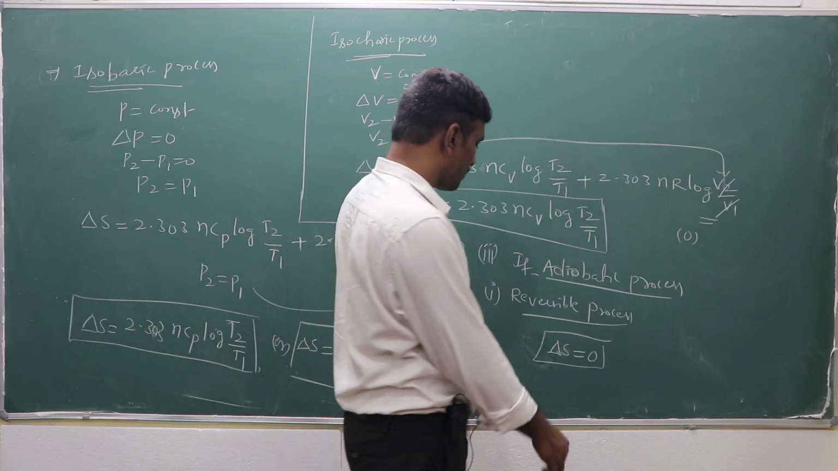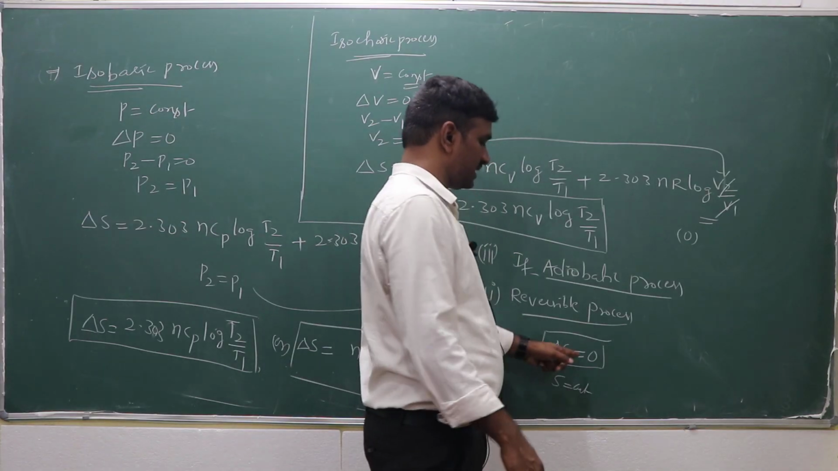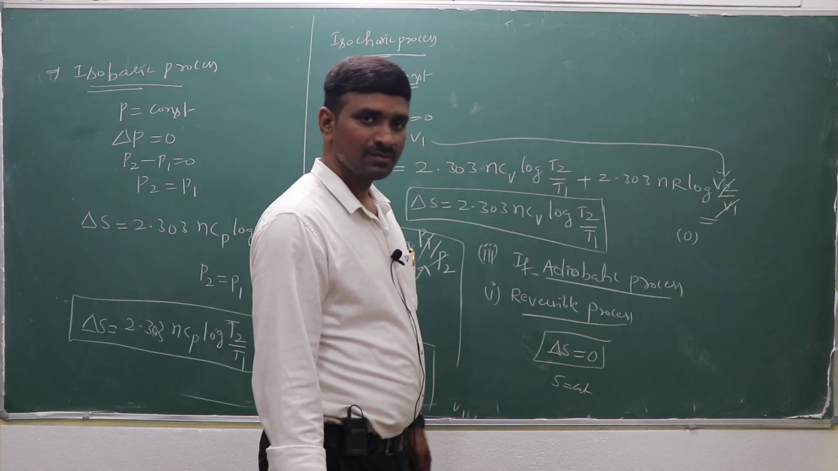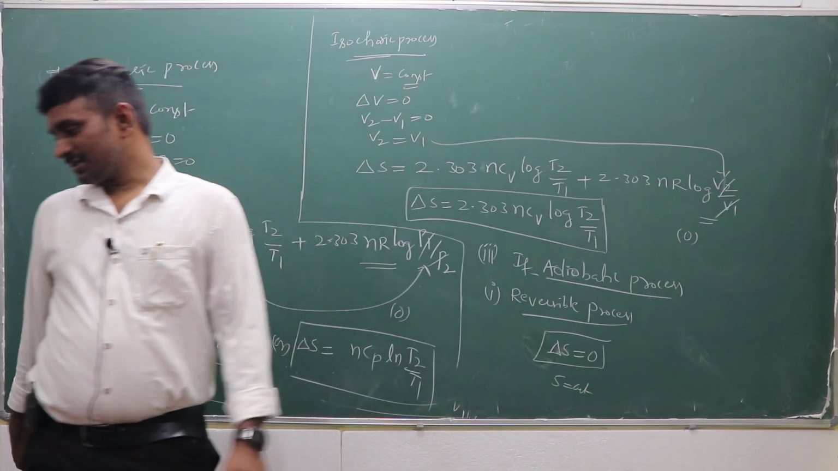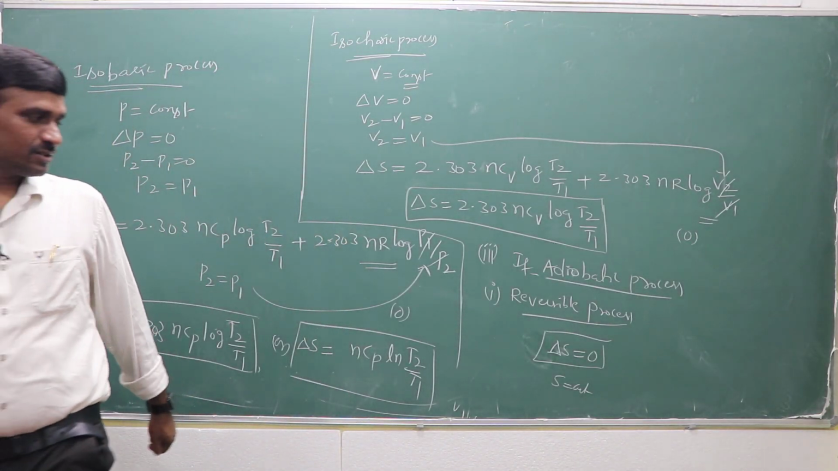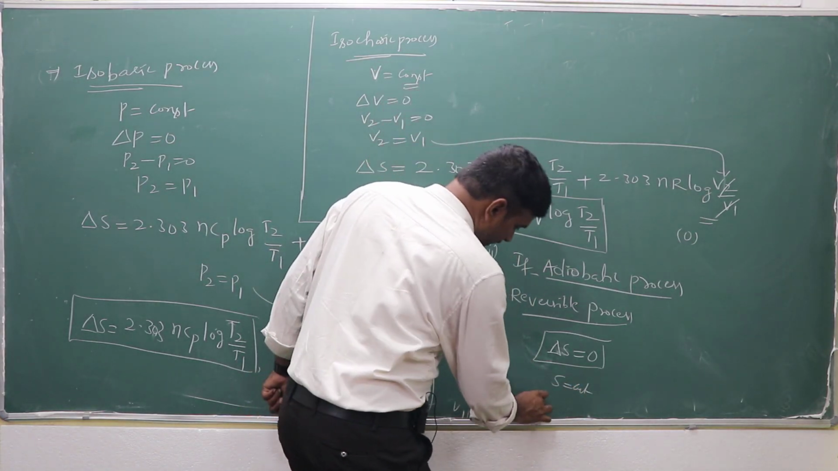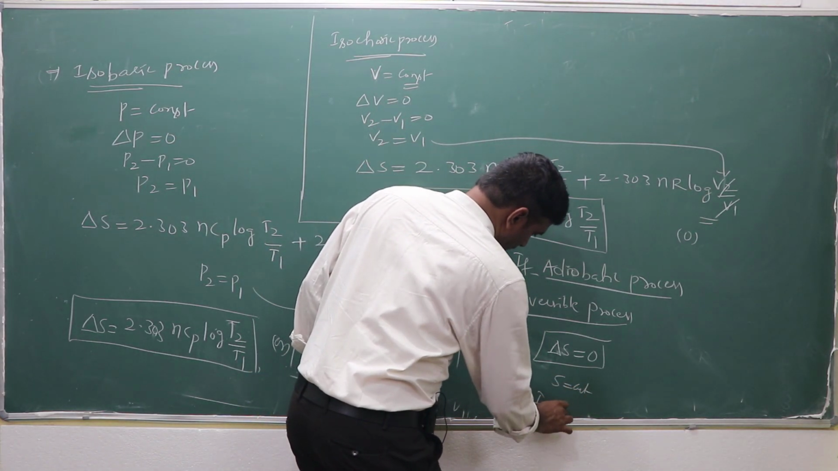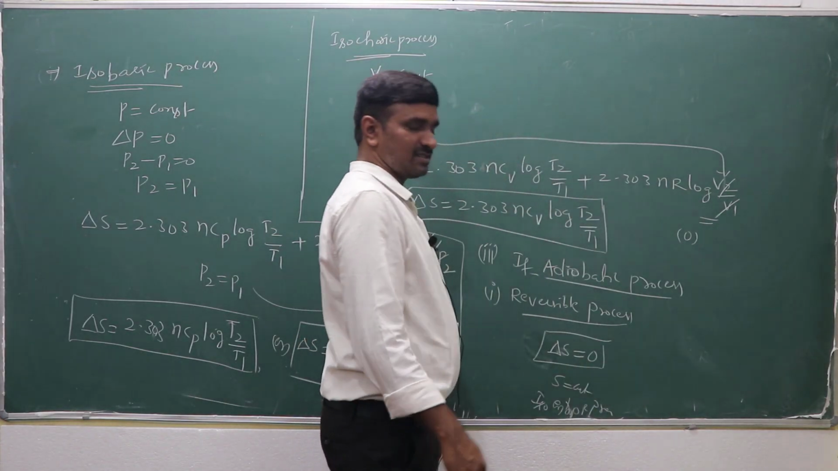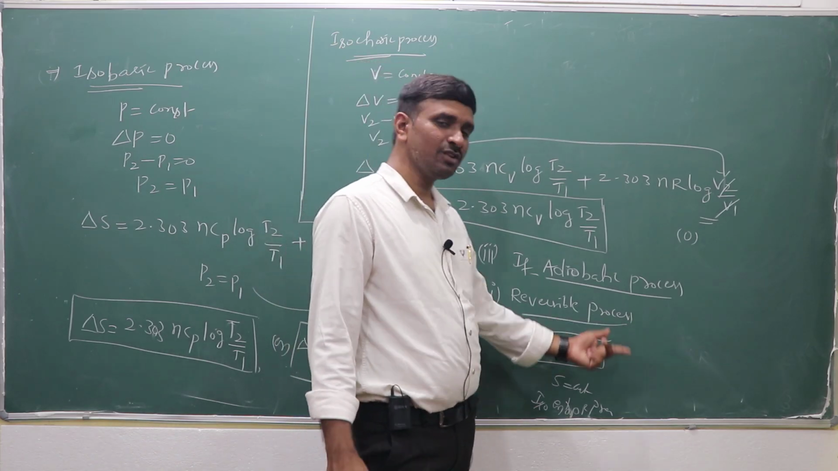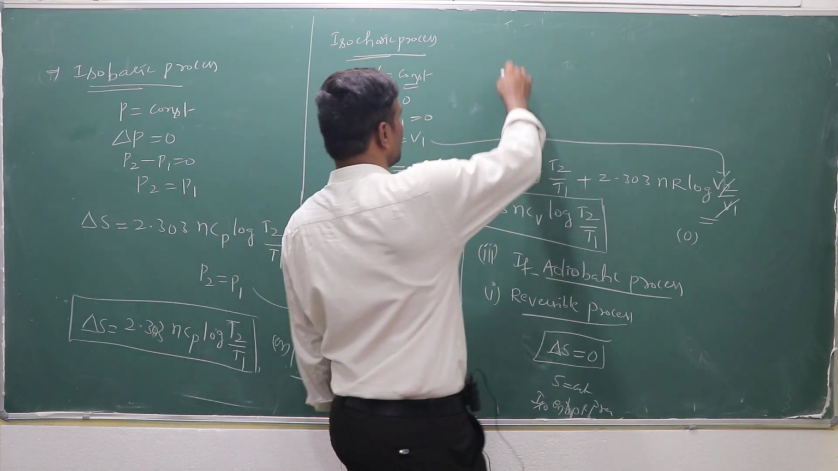When delta S is 0, what will happen? S is constant, delta S is 0. This process is called an isoentropic process. S is constant means isoentropic. Q is 0, then delta S is equal to Q by T, and that value is 0.